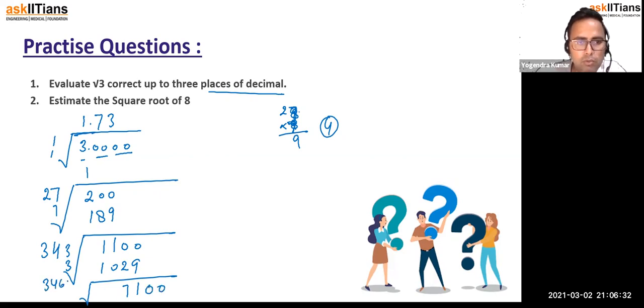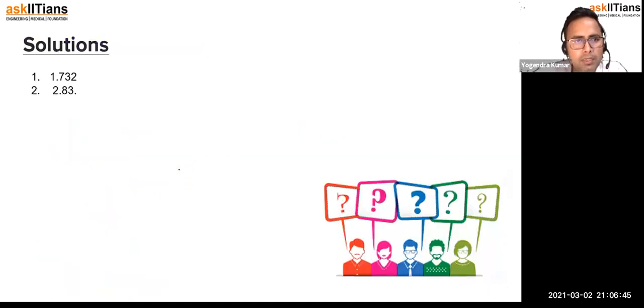How many times can it go? 2 times, right? So 2. That is the approximate answer right here. I hope you got it right. Now let's do it for 8. Estimate the root of 8, right? So let me do it here.